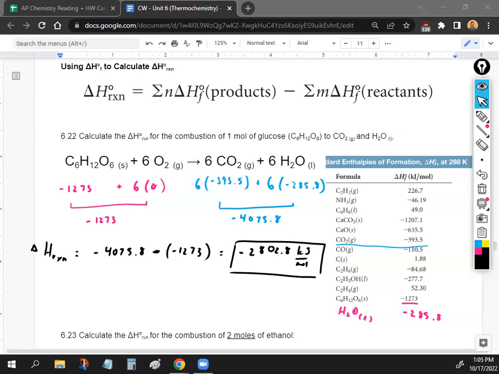Any questions? Because it's asking us for the reaction per mole of glucose, it should be kilojoules per mole. Also, all these values right here, we use kilojoules per mole.